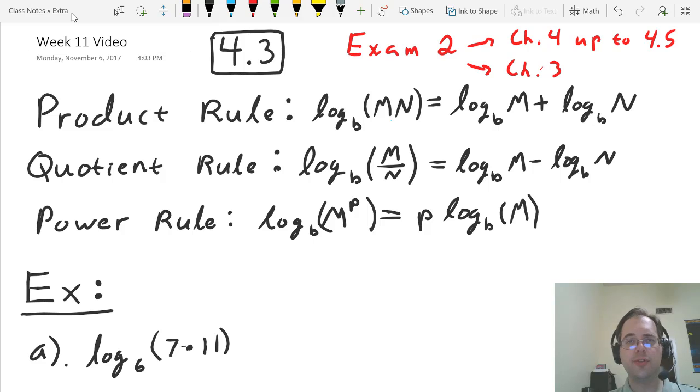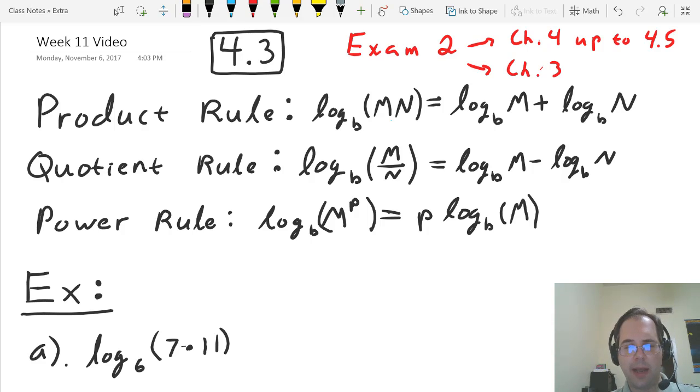And then there's the quotient rule, which works kind of like the product rule. Instead of having multiplication, we have division of two things. When you have division in logarithms, that changes into the subtraction of two logarithms. Or if you have two logarithms which are being subtracted, then that can go back into one logarithm with division on the inside. Okay, and that's the quotient rule.